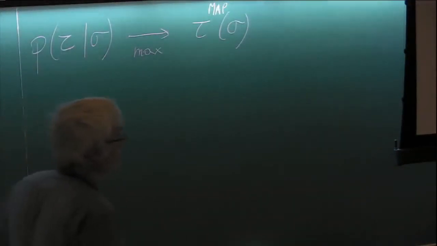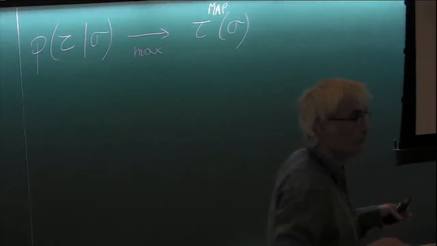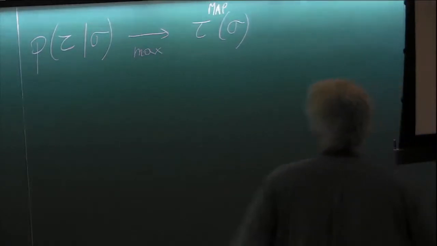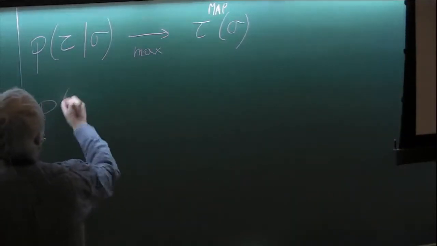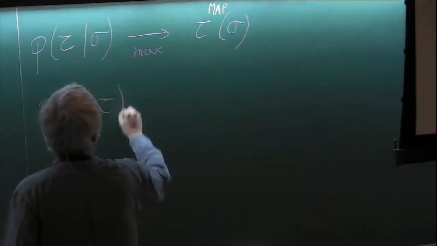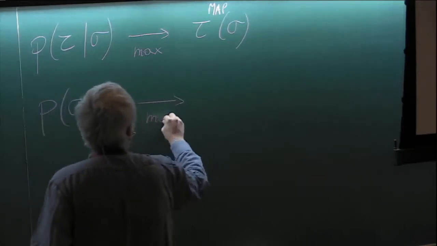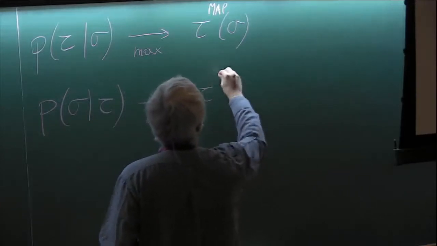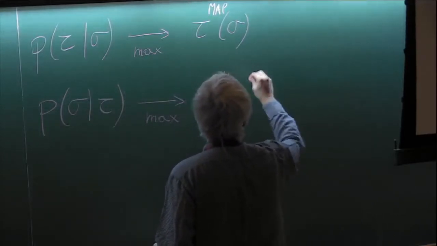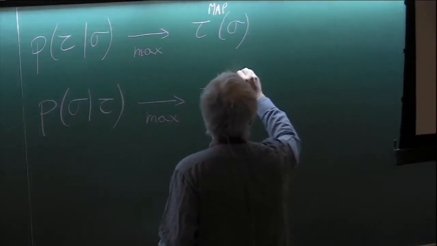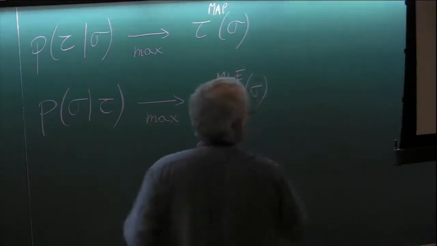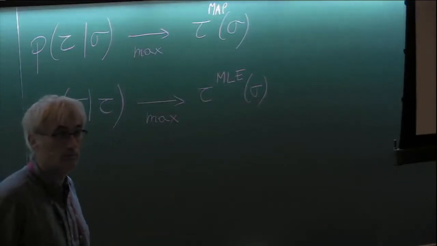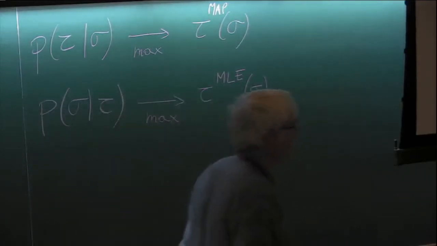Now, if you assume that the prior is uniform, so p of tau does not depend on tau, you forget about it and just look at the likelihood, which is how your data are generated from your model, and you do maximization, you get another estimator, which is called the maximum likelihood estimator, ML or MLE of sigma. They coincide when the prior is uniform. It's just a question of vocabulary.